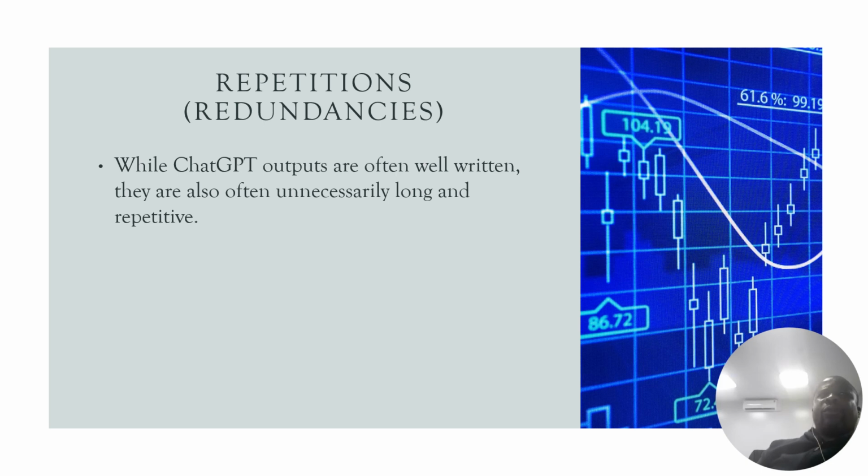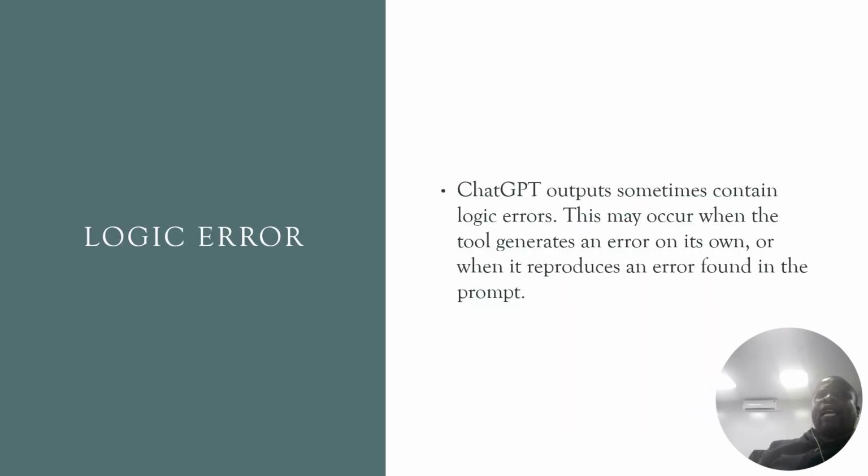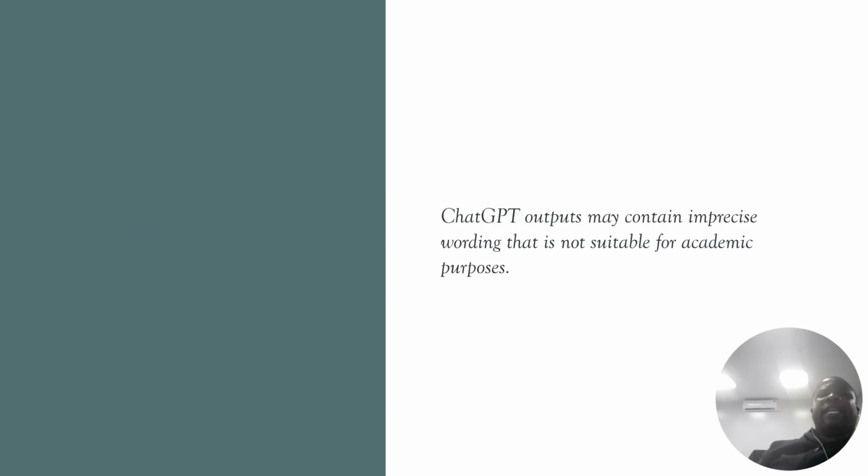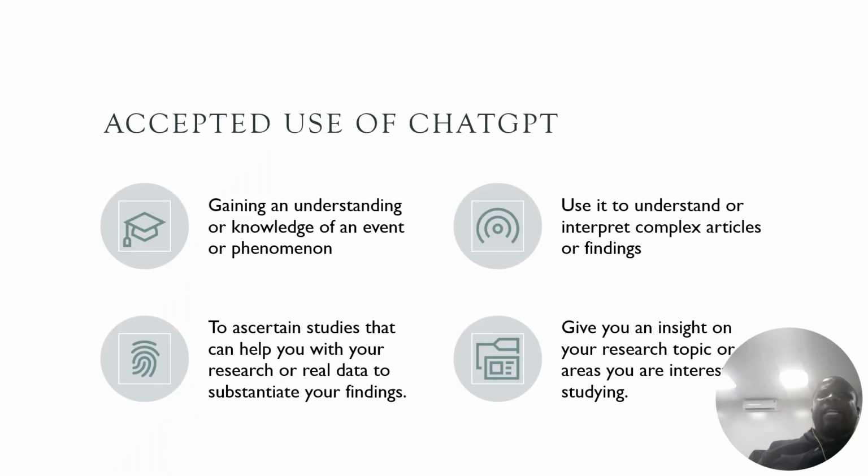Then it is redundant as well. There's too much repetition, especially when it writes. Just try typing in a topic and let it write for you. You can actually see that there's too much redundancy. Then logic errors normally happen, and then we have imprecise wording, some of those words that we cannot use in academic writing.